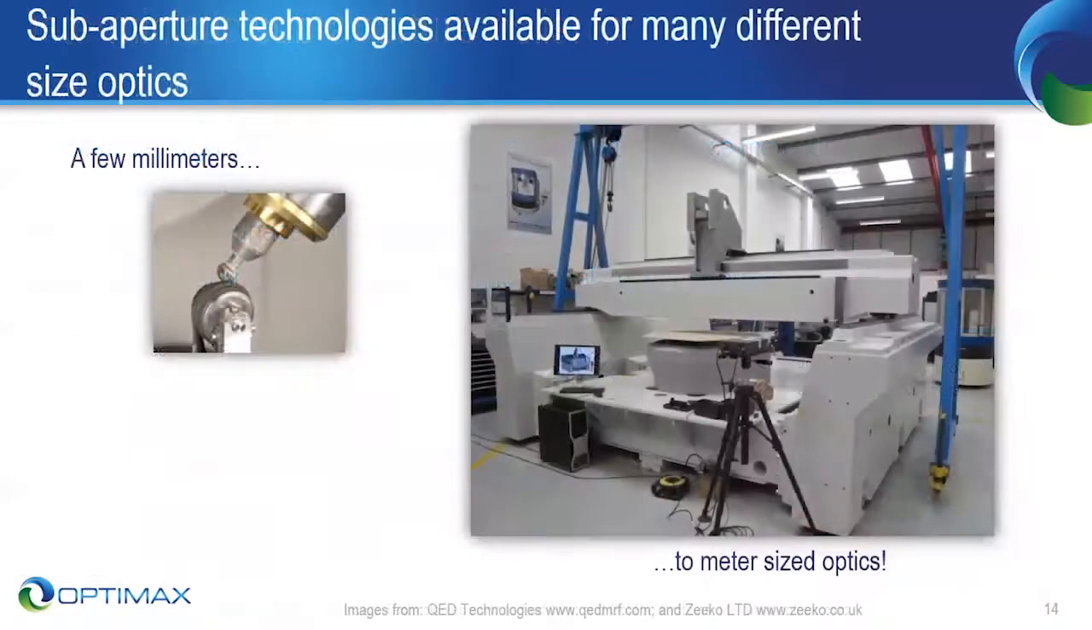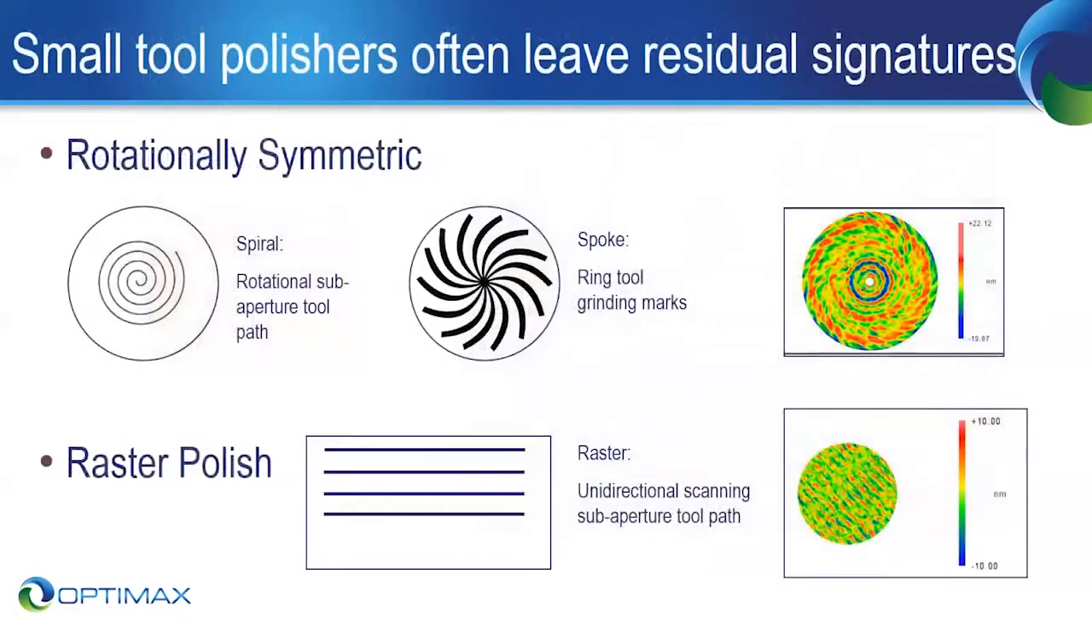And this footprint can be many different sizes. It can be a few millimeters for an optic that's a few millimeters, or it could be much bigger for meter-sized objects. So you don't necessarily have the same footprint for every size optic, and that's why it also scales with the size of your optic as well. And these signatures, if you have a rotationally symmetric optic, can be a spiral or a spoke pattern, or if you have a non-rotationally symmetric optic, it can be a raster polish, where you just polish back and forth across the optic. Those patterns can look different, but either way, these patterns can influence the image of your optical system. So they're obviously not desirable.